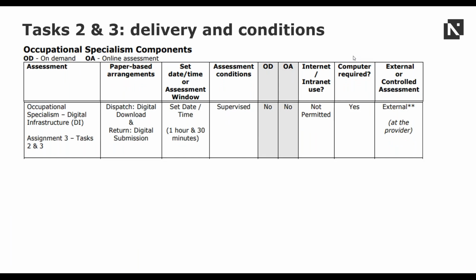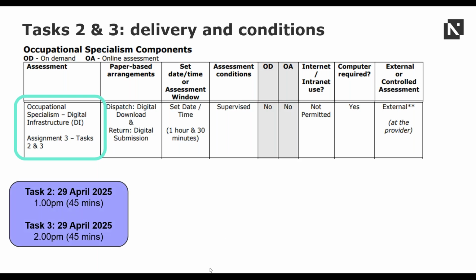Okay, so moving on to the second and third tasks for this assignment. Students will have a total of 90 minutes to complete the tasks at a set date and time. And again, the summer 2025 dates can be seen on the screen now. And be aware these do change each year, so do check the key date schedule we mentioned earlier.